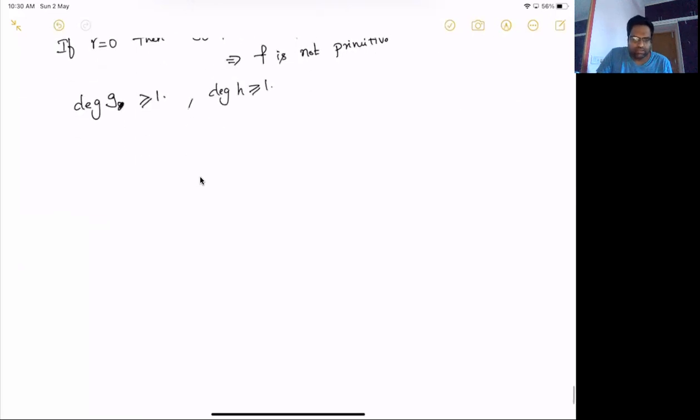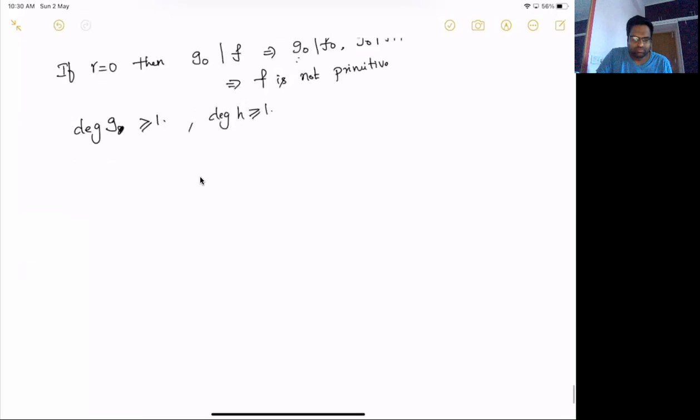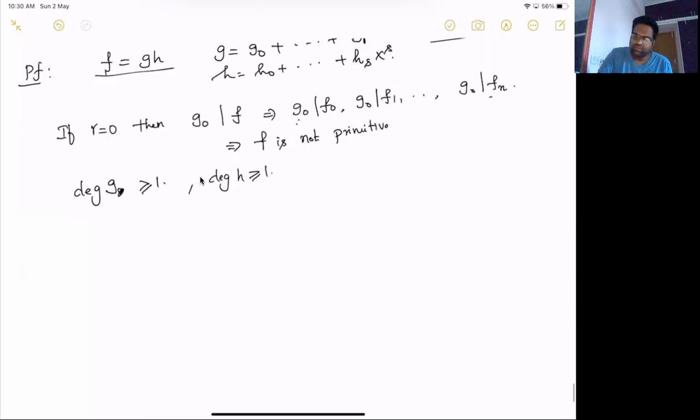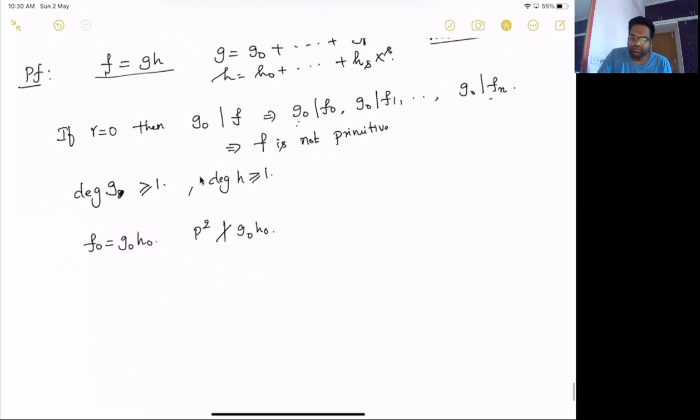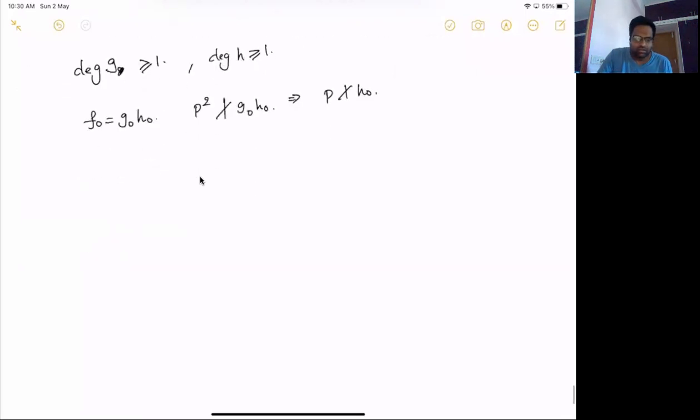Okay. So if you multiply G and H, you see that F0 is equal to G0 H0. Now we assume that p squared does not divide G0 H0 by the third hypothesis. And therefore, let us assume that p does not divide H0 without loss of generality. Okay. Now, again, Gr Hs is equal to Fn.